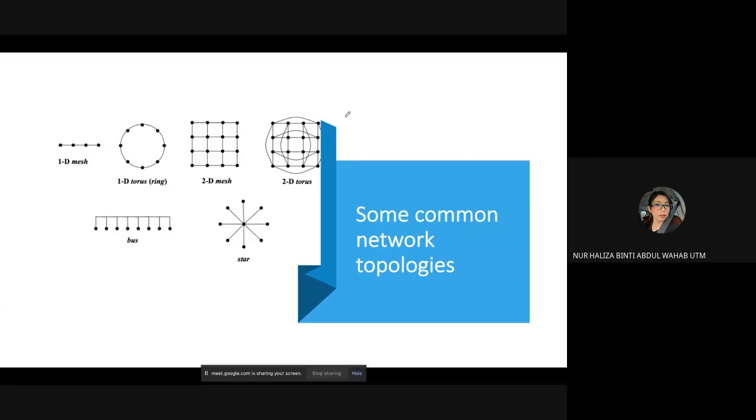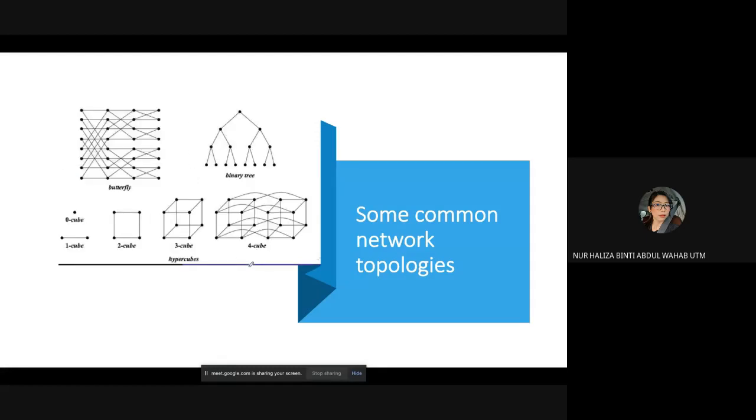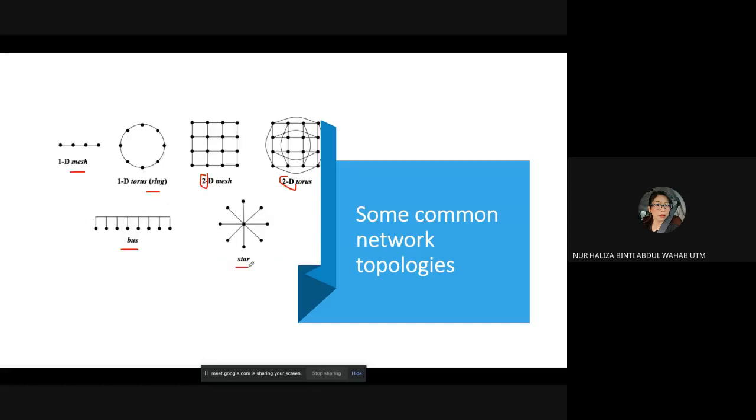Over here we have several types of network topology. We have mesh, we have torus or ring. Sometimes you can call it torus, sometimes you can call it a ring. Basically it's the same. And then you have different kinds of mesh, 2D mesh, 3D mesh, etc. The same goes for the ring, and then bus, star. But mostly you are going to be asked only about the simplest topologies, not 2D, 3D, etc.: the basic ones like mesh, ring, bus, star, tree, cube, something like that.